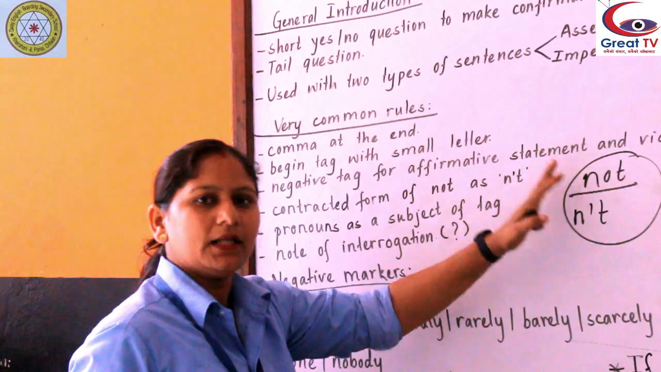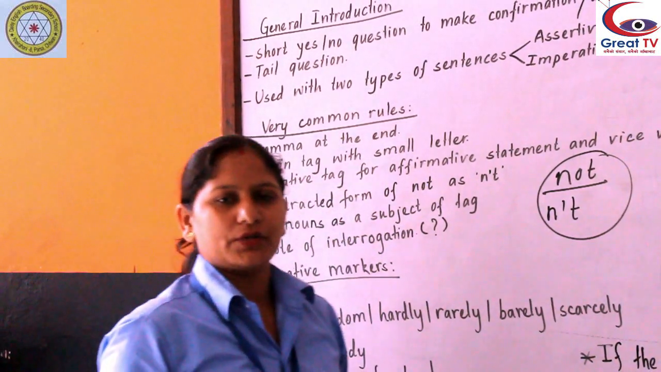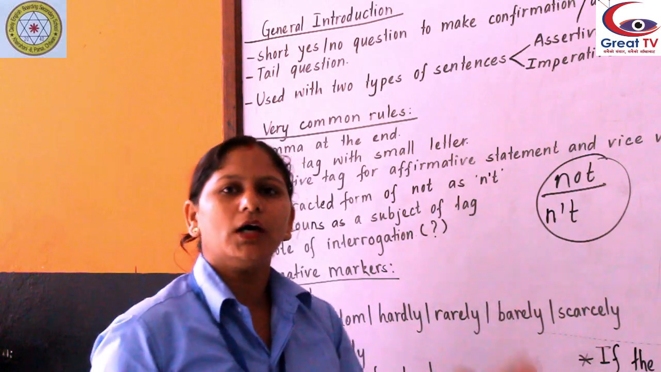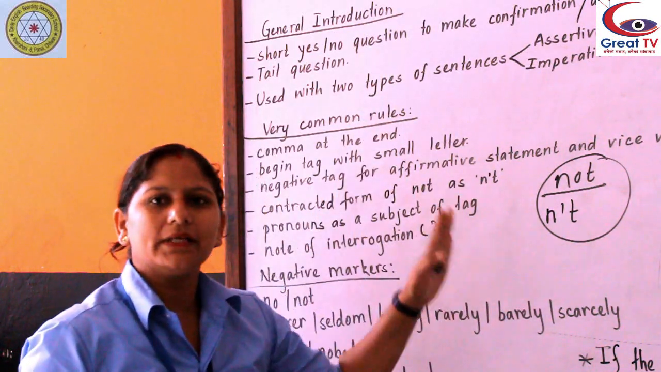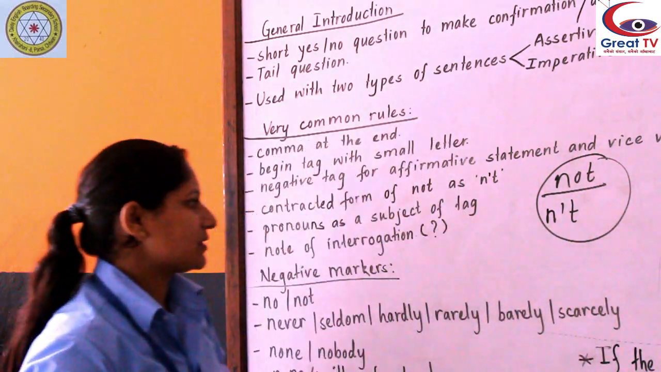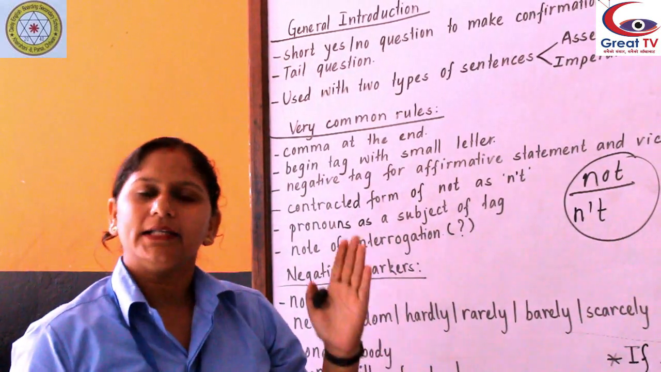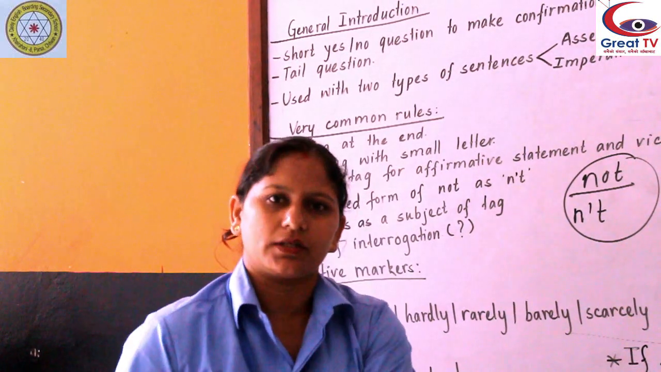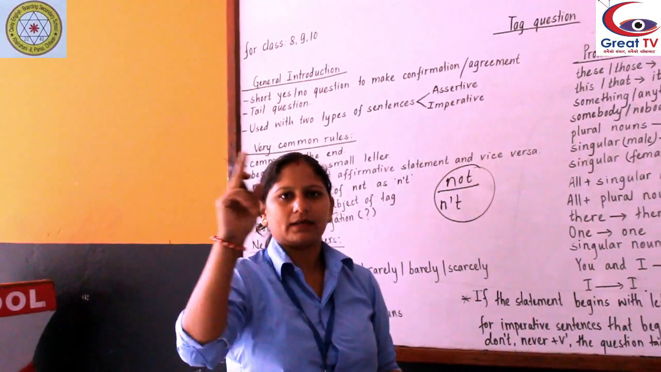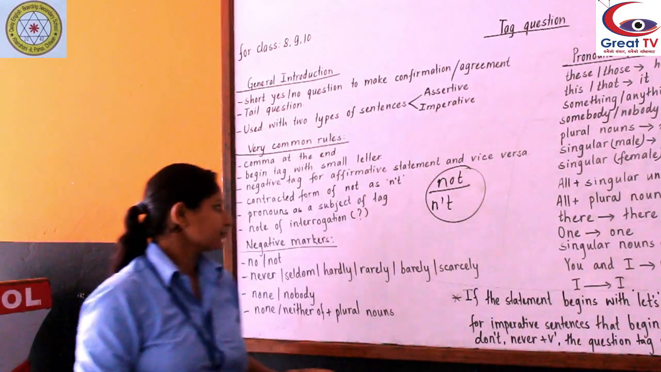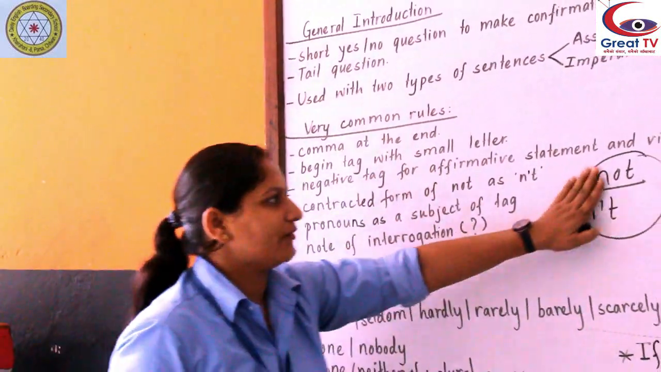Seems simple but very important. Pronoun is the subject of the tag. While forming a tag question, always use a pronoun as the subject. Nouns change to pronouns. How they change, I have written here, and I will explain after some time. Note of interrogation means question mark. The topic is tag question, and question means interrogation. Always end your tag question with the interrogation mark. Okay, these are the very general rules while forming a tag.